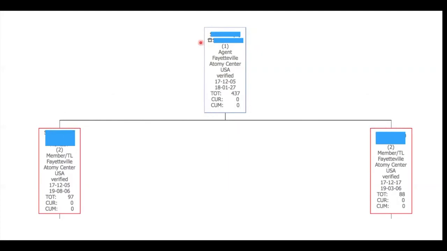And what I mean by fall off is that they become inactive. They will have a red box around their name, like this member on the left and this member on the right. When they have that red line, again, they are inactive. And if they want to rejoin, they will have to wait 1 full year before they can rejoin as an Atomy member. They will not be able to have the same spot.